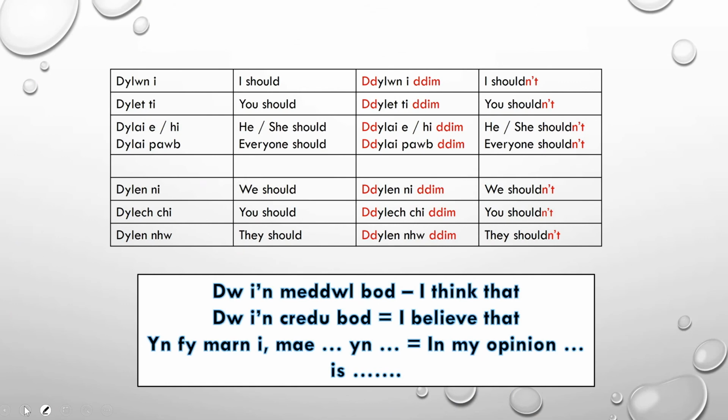This is the verb should. It's been run in its positive version. And then we have the negative. Don't forget, with the negative, we are adding them to it, but as a result of it being negative, there's a mutation at the beginning of the verb. The positive is dylwn i, I should. The negative for I shouldn't, ddylwn i ddim. Important phrases here: dwi'n meddwl bod, dwi'n credu bod, yn fy marn i mai. Iawn, bendigedig.